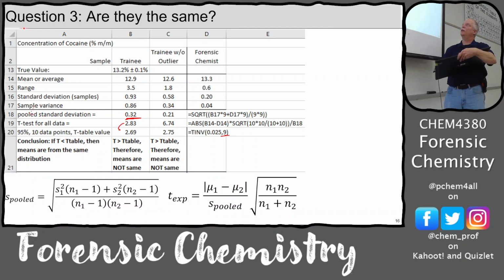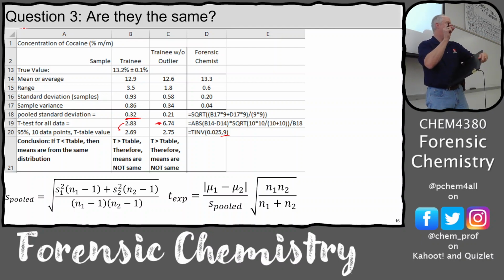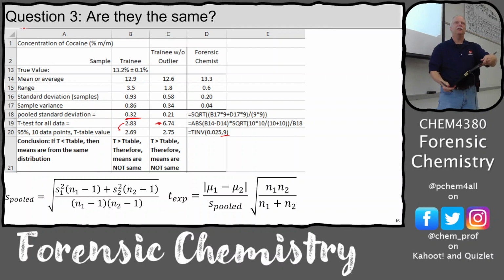And then we threw the outlier out. We get a much larger t experimental, and the reason is because our uncertainties narrowed down. And so this even makes it worse because they're saying, wow, now the trainee has a better certainty for their answer and their means are different. So this really dramatically says that their means are different.